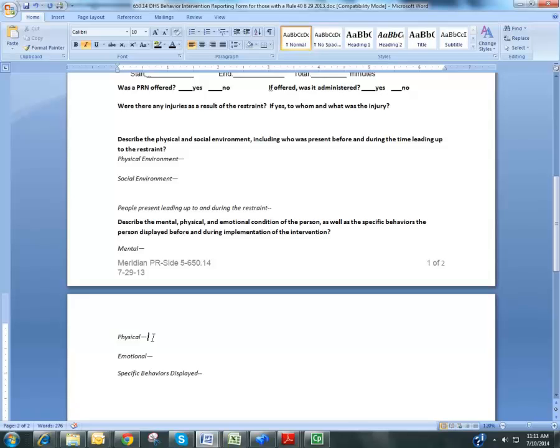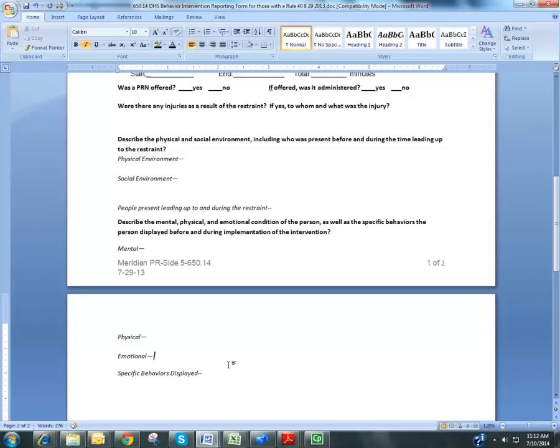Had they been up for a while? Maybe they were really tired. Maybe they just got out of bed. You can also indicate whether the person had a cold or some other illness, or whether the person just seemed to be really, really tired at that time. So those are some physical things that you want to indicate. Another would be if the person appeared to have a headache, or was showing any other signs of illness.